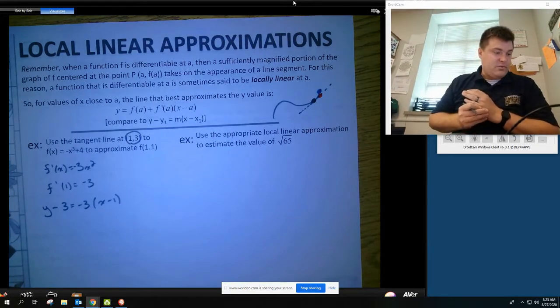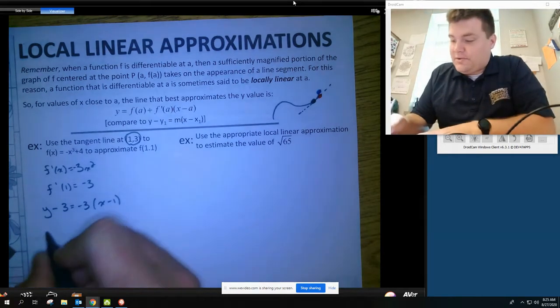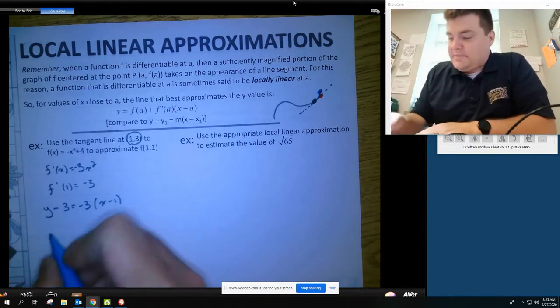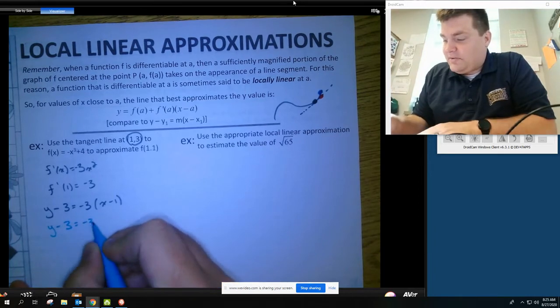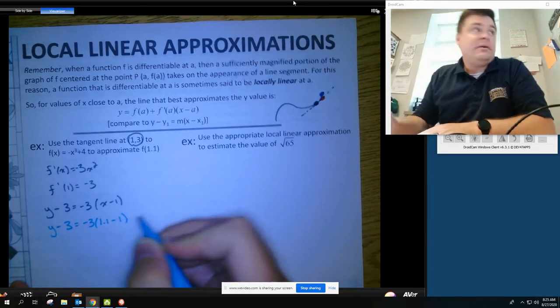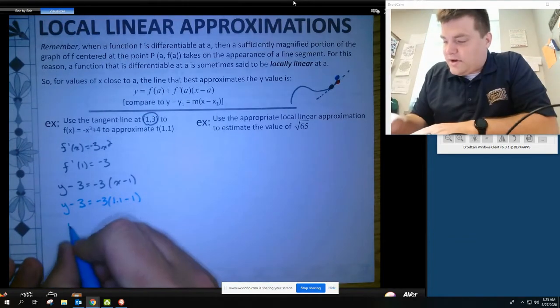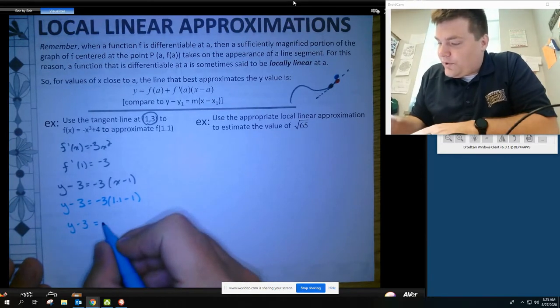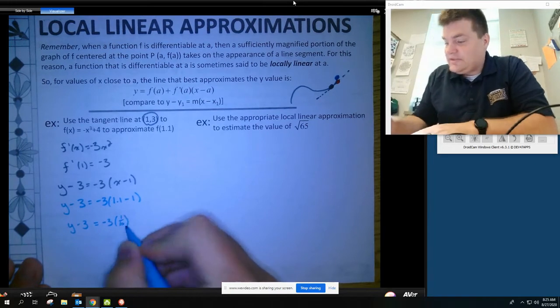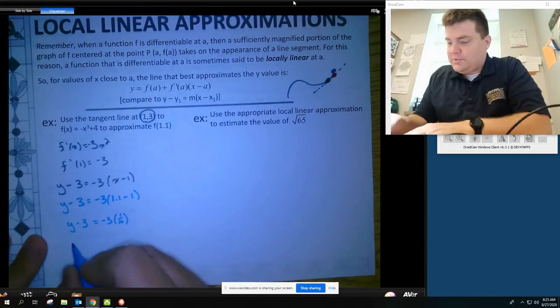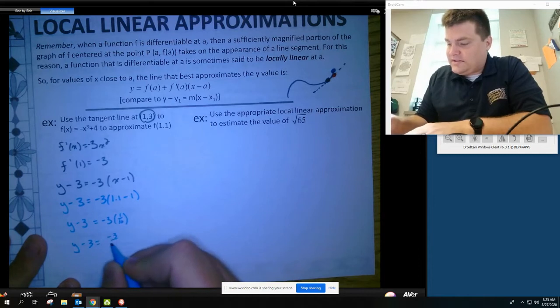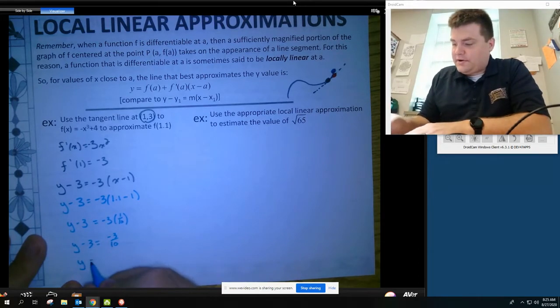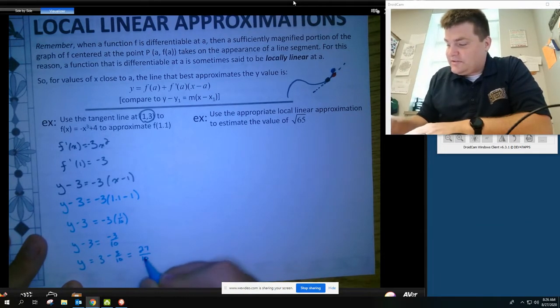All right. So when I plug this in, I'm going to do that in blue now. So this is my plugging in point, y minus 3 equals negative 3 times (x minus 1). Now I can plug in 1.1. So I'm going to get y minus 3 equals negative 3 times 0.1. So 0.1 is the same thing as 1/10. Easier, I think, to work with fractions in this case. So we're going to get y minus 3 equals negative 3/10. Just throw that 3 on over. So we're going to get 3 minus 3/10, which is 27/10, which is the same thing as 2.7.